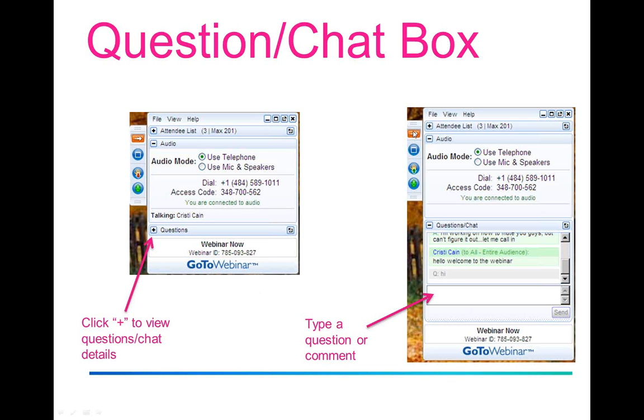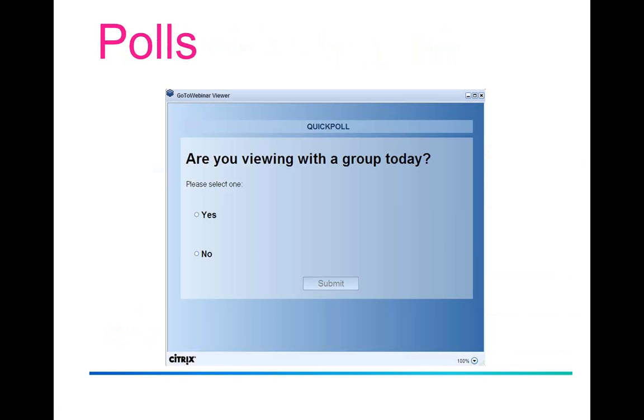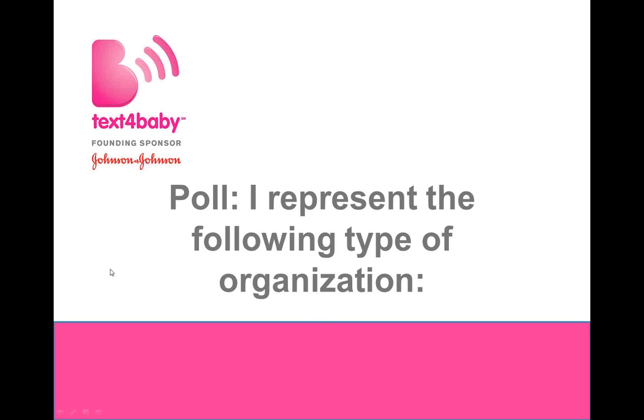If you see the red arrow at the top and hit it, that will give you a full screen. It will remove the control panel for GoToMeeting. So if you would like to have a full screen view, you can do that as well. And there's also an opportunity for polls. This is just an example of a poll. You would select an answer and hit submit. We're actually going to do some polls today during the webinar. We're going to get kicked off with a couple of polls here.